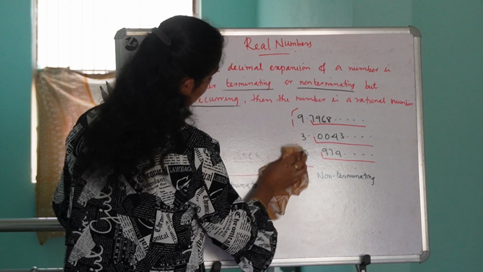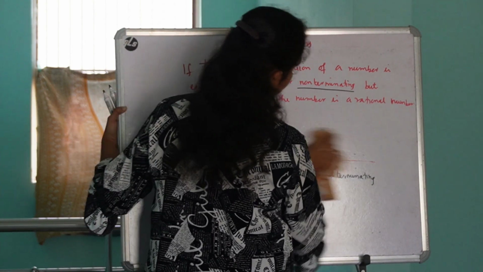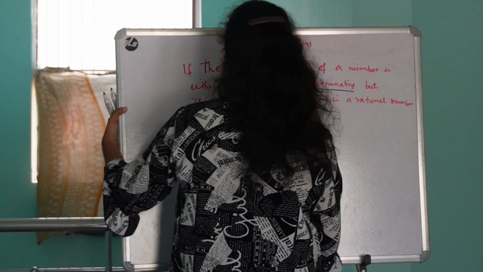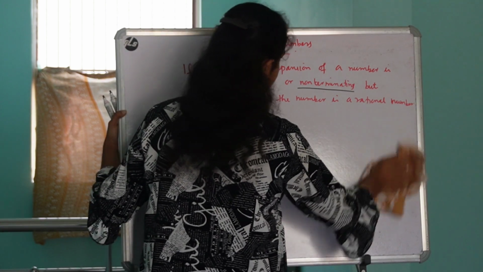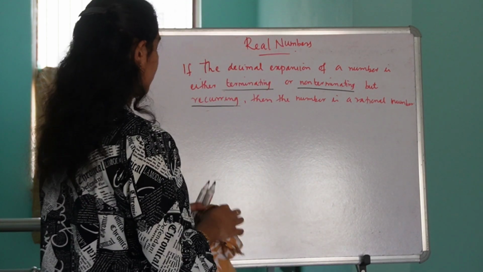Now let's see what actually these recurring and non-recurring decimal numbers are.